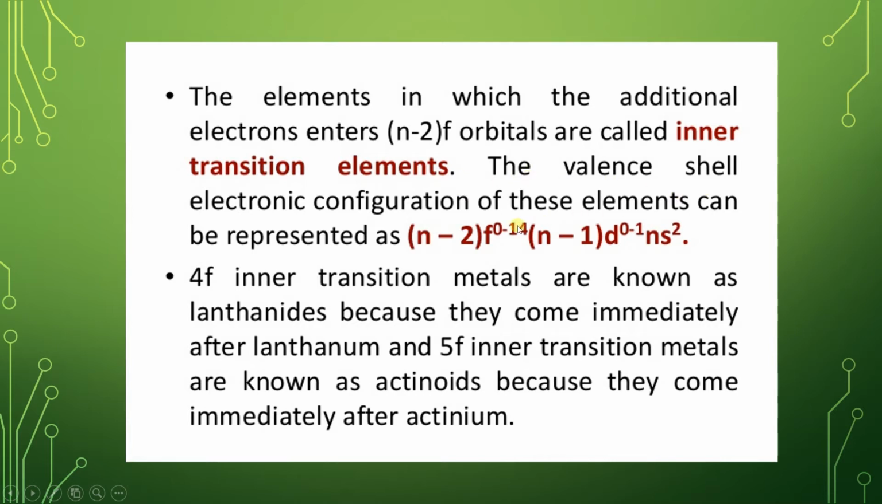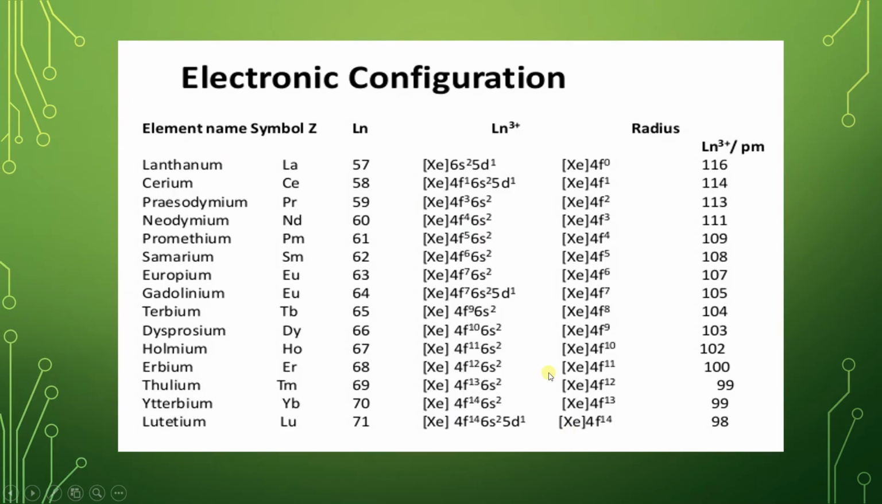The valence shell electron configuration of these elements can be represented as (n-2) f0 to 14, (n-1) d0 to 1, ns2. The 4f inner transition metals are known as lanthanides because they come immediately after lanthanum. Similarly, 5f inner transition metals are known as actinoids because they come immediately after actinium.